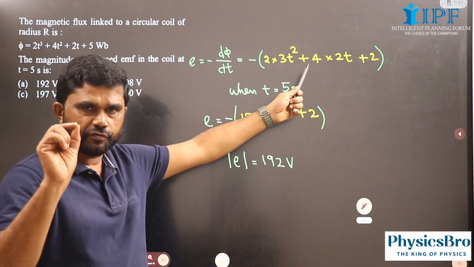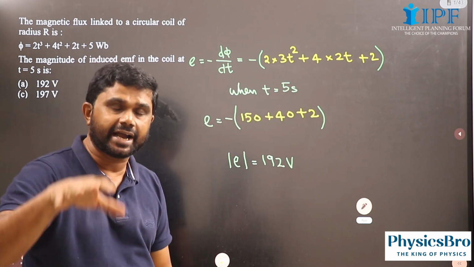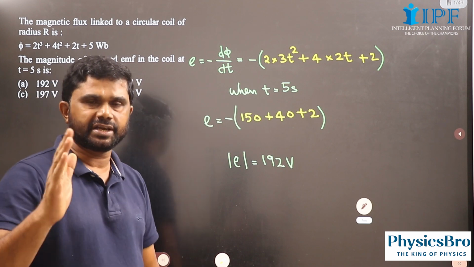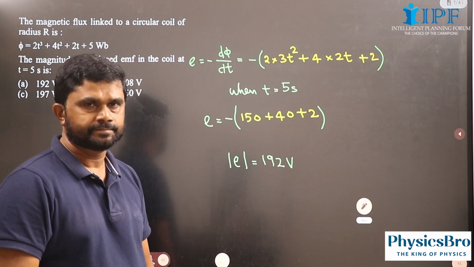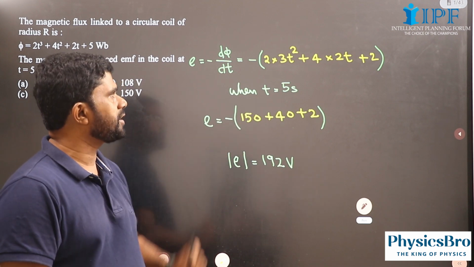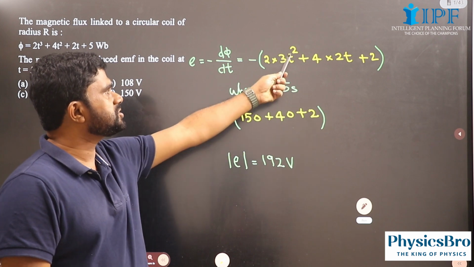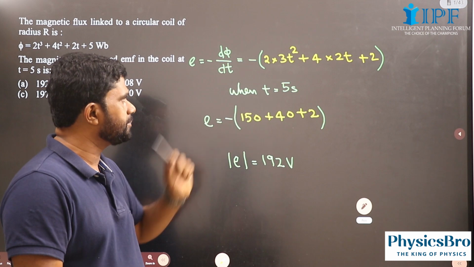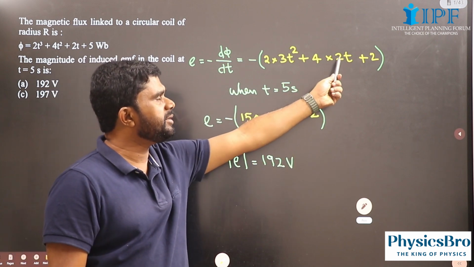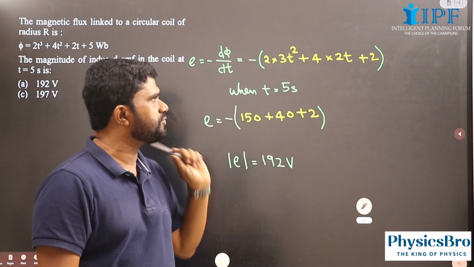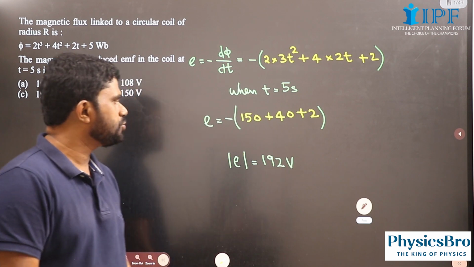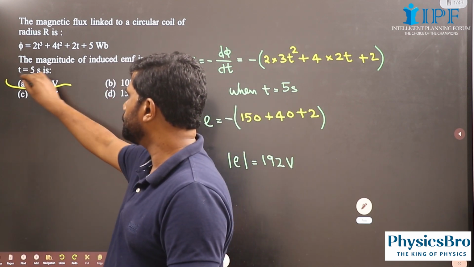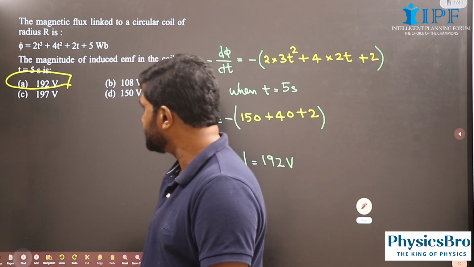If you want to find the induced EMF at any time, you have to put that time for t. Here we have to find the EMF at t equal to 5 seconds, so we put t equal to 5. In the first term, t square means 5 square, that is 25 into 3, 75 into 2, that is 150. In the second term, 2t means 2 into 5, that is 10 into 4, that is 40. Then 2. So it will be 192 volt. Now let's see what we have next.